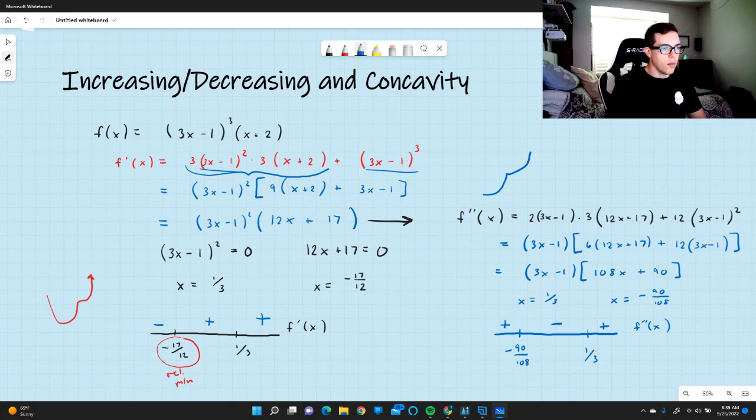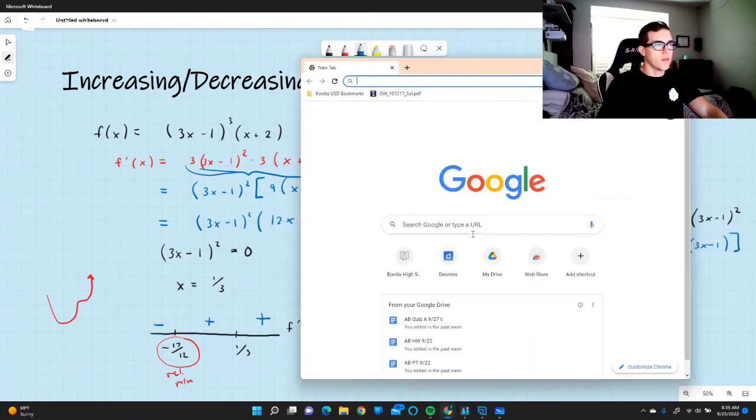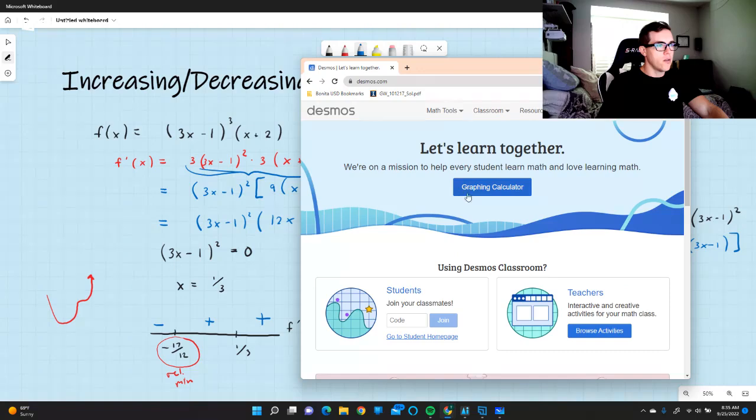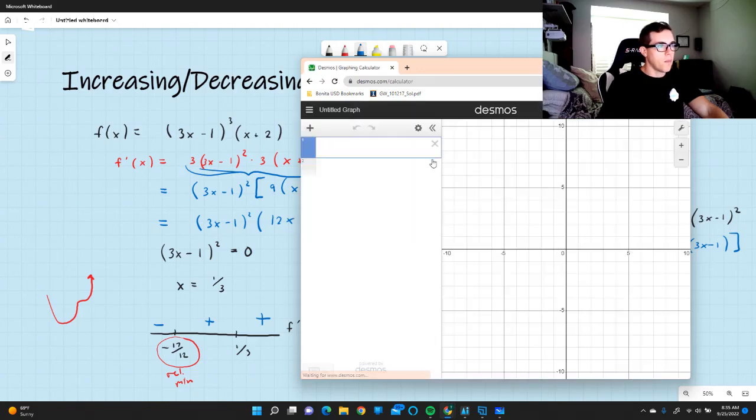So we have our 2 inflection points. We are concave up from negative infinity to negative 90 over 108. We are concave down from this interval, and then we are concave up from 1/3 on. Let's check it just with Desmos, because for some reason I have a different answer than what I have in my notes, and that's curious to me.